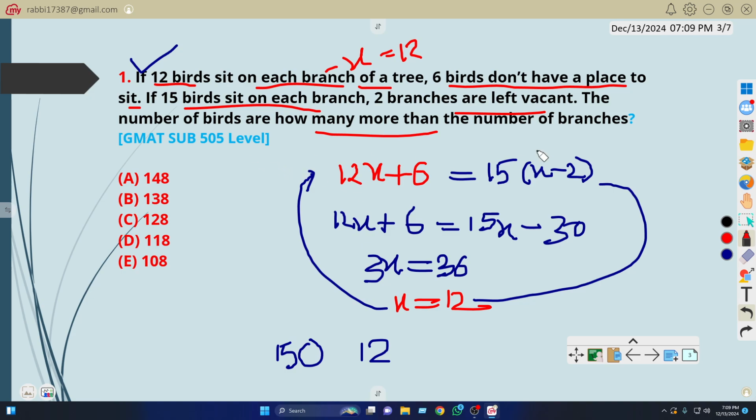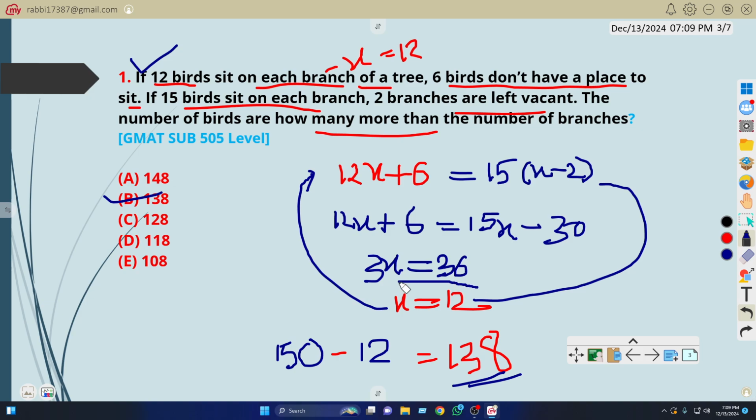Then here is the question: the number of birds is how many more than the number of branches? So the difference between birds and branches will be the ultimate answer, which is 138. Option B is the correct answer, which is 138.